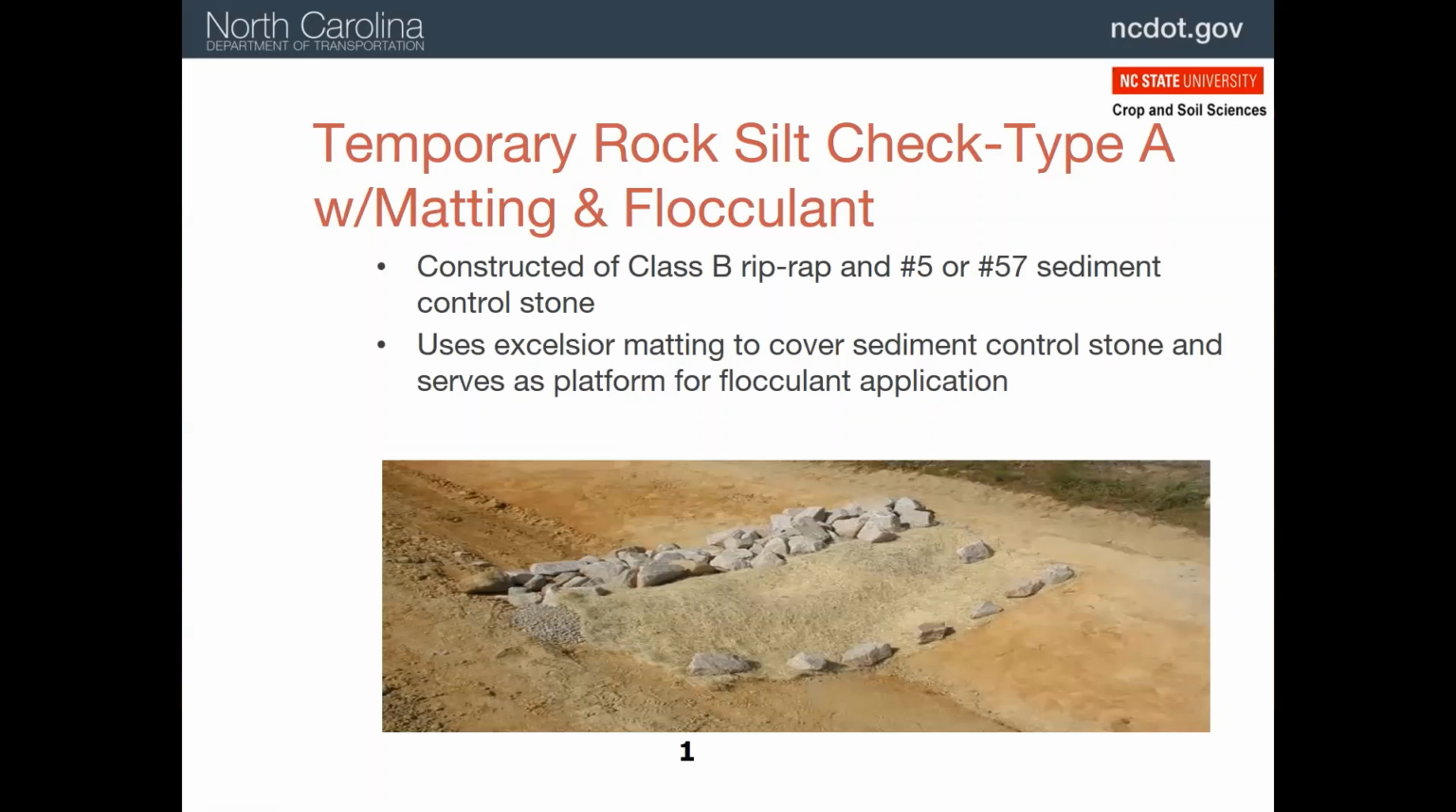As we mentioned earlier when we were talking about the flocculant treatments, a rock check dam, if it's needed, can be used also as a flocculant treatment system by covering it up with a blanket. And here you can see this is the Excelsior used here. The flocculant is then applied to this blanket, and as the water passes through it, it picks up some of the chemical, which causes it to settle the fine materials.